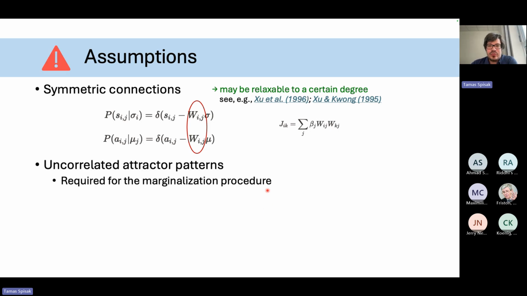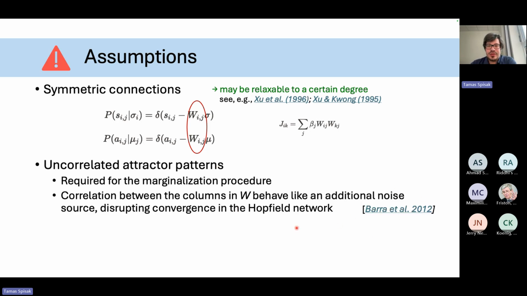And finally, during the marginalization process, there is another assumption, which I haven't talked about. And this is that the attractor patterns must be uncorrelated, or in other words, the columns of W must be uncorrelated, orthogonal to each other. But this can also be relaxed to a certain degree. There are some recent results in this paper which show that if the columns of W are correlated, then the resulting attractor network is still very similar to the original one. But the correlation in general acts as a noise source, or at least it can be approximated like that, and it will cause the attractor network to be less stable, and there might be also spurious attractors emerging as there is more correlation.